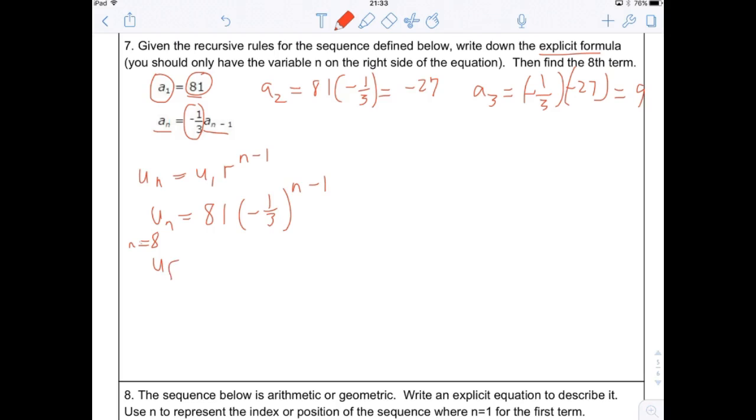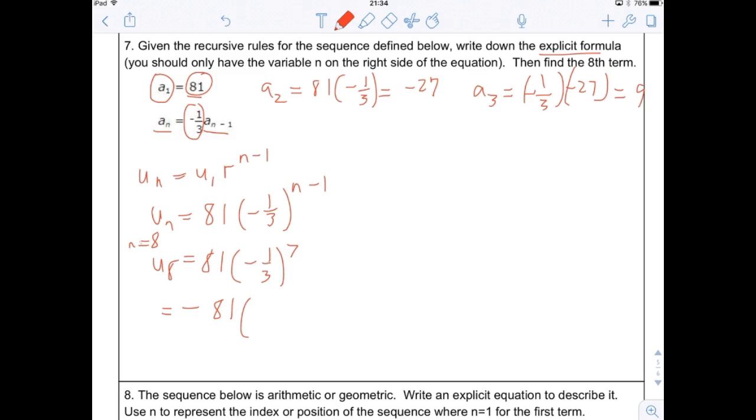So u of 8 equals 81 times negative 1/3 to the power of 8 minus 1, which is 7. So that is equal to 81 times... okay, when you take a negative 1/3 and you multiply it times itself 7 times, do you get a negative number or a positive number? Well, it turns out you get a negative number, because if you multiply a negative number times itself an odd number of times, you'll get a negative number. If you multiply it an even number of times, then you'll get a positive number, right? So in this case, we're multiplying 7 times, so that means it's a negative 81 something.